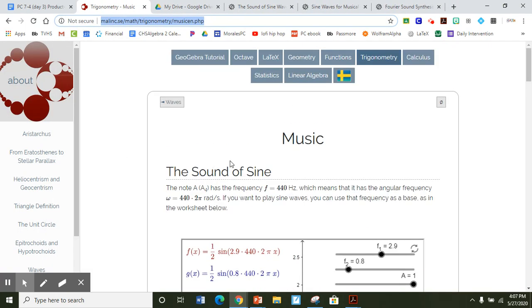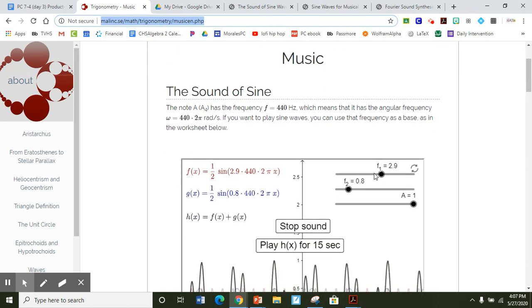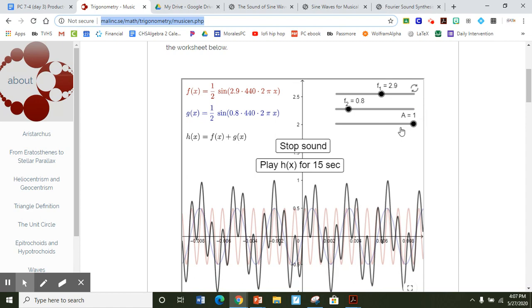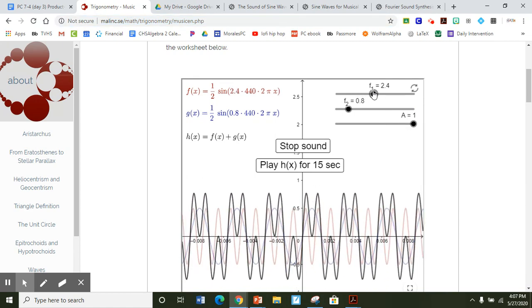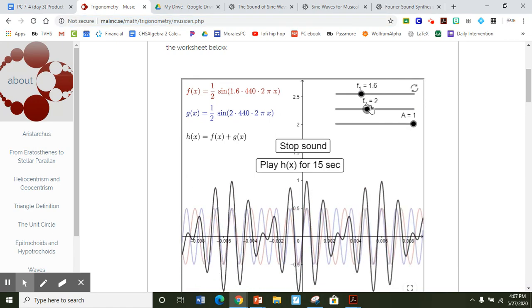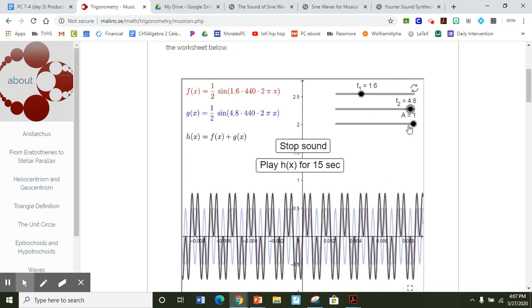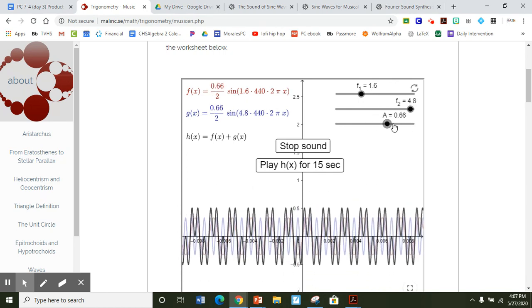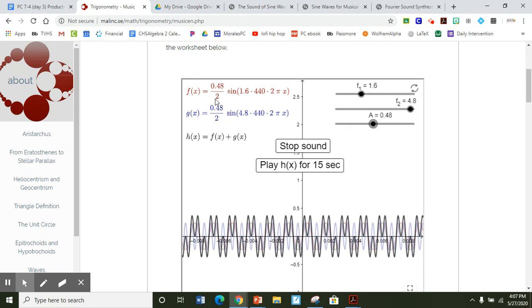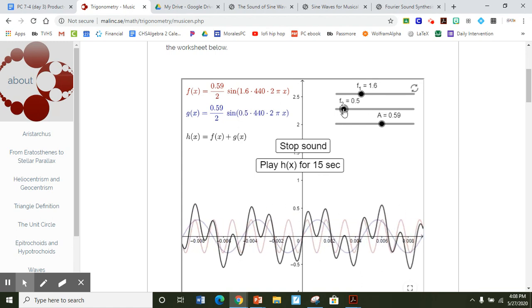So the sound of sine. If you guys don't realize, the sine function has a frequency that actually radiates a sound. So if you wanted to play sine waves, you can use a frequency as a base, and you can just manipulate these things. So what I want you guys to do is you'll notice that this is a slider and it manipulates your graph. This is a slider and it manipulates your graph. This is a slider and it manipulates your graph. Try to look at these functions way back when we talked about sine, cosine, tangent. Notice what those values are.